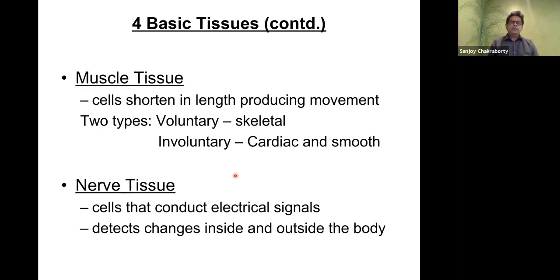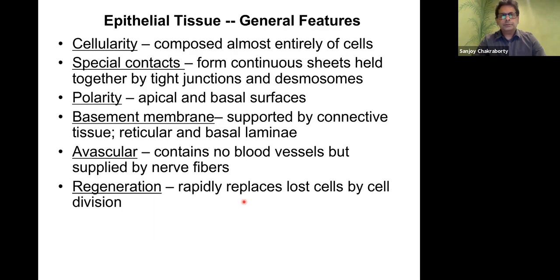And nerve tissue, basically, these are the neuron cells. They can produce signals. We call them impulses, or electrical signals. And they can manage all the changes that happen inside and outside of your body. We are going to study muscle and nerve in detail, as I said before, later on. So right now, we are going to focus mainly on epithelial and connective tissue. So let's do epithelial tissue first.